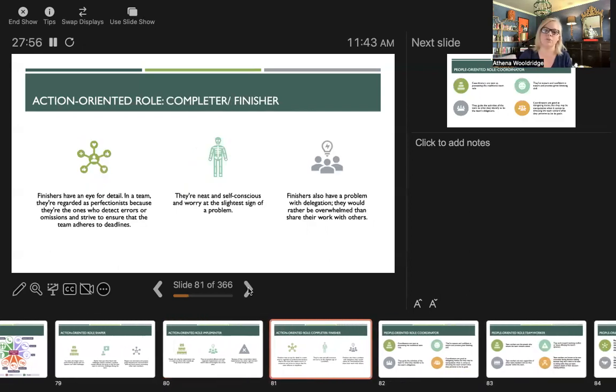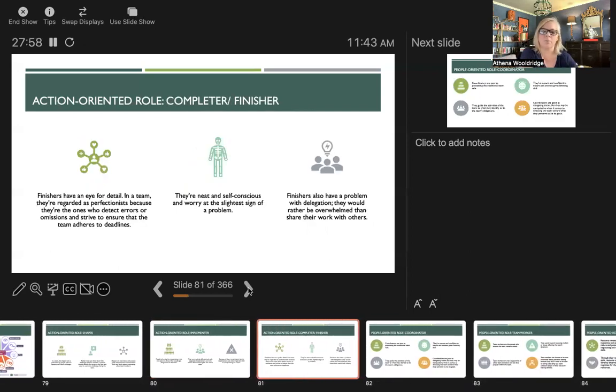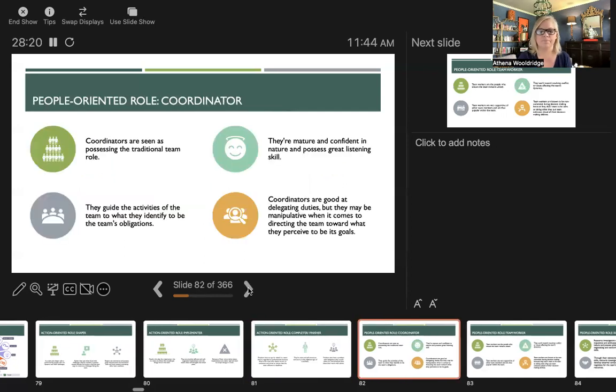Okay, the completer, the finisher. These are the folks who are fantastic to have as you get down toward the end of your project because they have that superior eye for detail. Are we missing anything? Did we meet the rubric? Grammar, spelling, all parts and pieces. These are the people that will help make sure that at the end, everything you need and want is there for your final project.